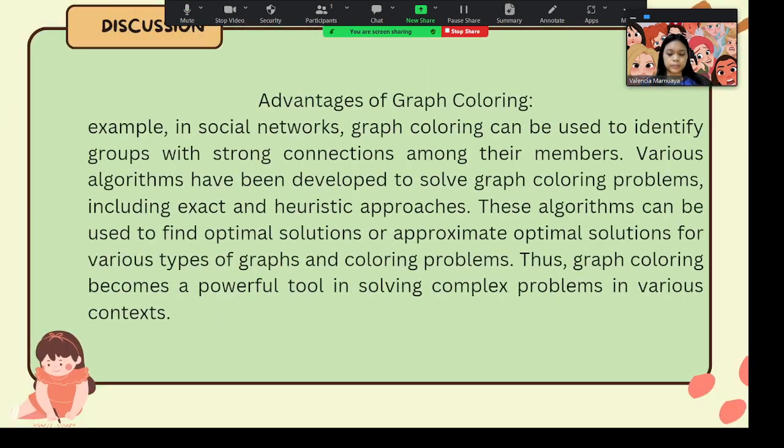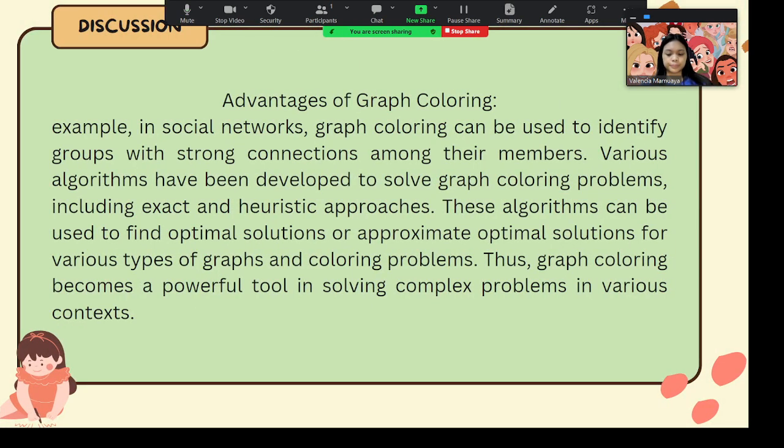Next, discussion about the advantages and limitations of graph coloring and the impact of graph properties on coloring. First one, advantages of graph coloring. Graph coloring offers an intuitive and effective solution to various optimization problems. By assigning colors to each vertex in a graph, we can easily identify and resolve conflicts among interconnected entities.